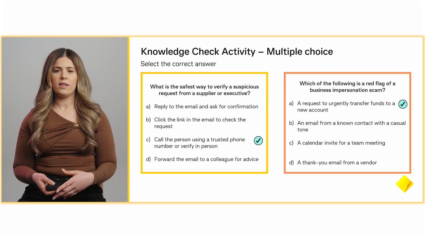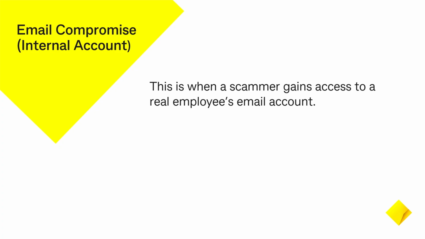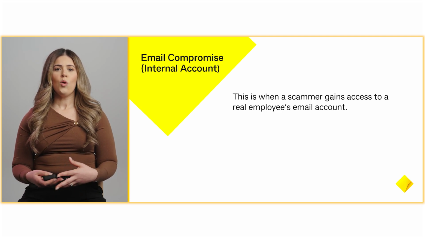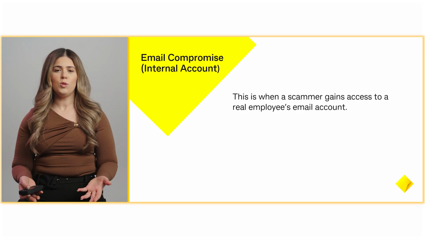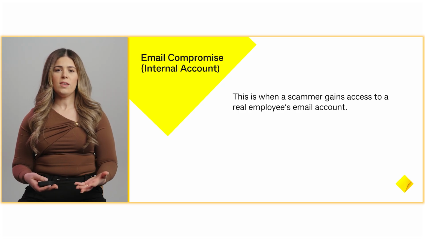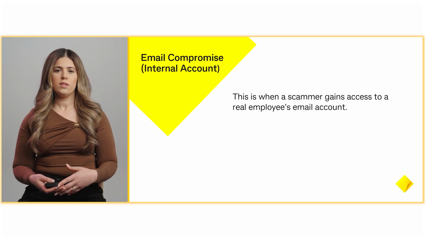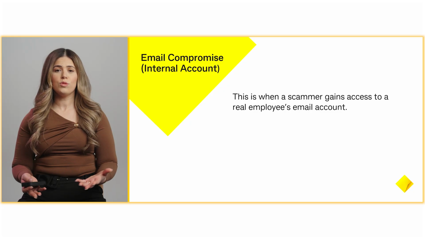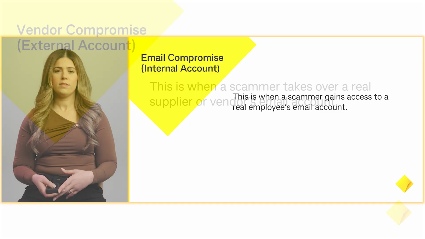Always verify before acting. Now we're going to look at what can happen when a real employee's email account becomes compromised. Scammers will try to gain access to an internal employee's email account by tricking them into providing their credentials via phishing. Once inside, they observe how the business communicates. They send emails from the legitimate account requesting payments, sensitive information, or bank detail changes. Because the email comes from a trusted address, they're hard to spot. Scammers may even set inbox rules to hide replies and avoid detection.